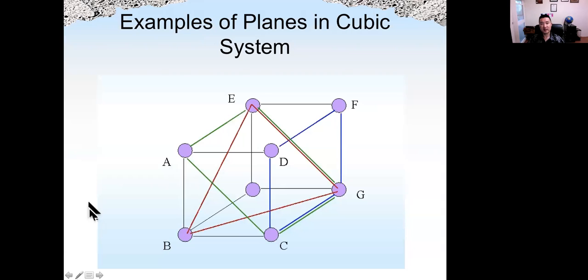Here is an example of planes in a cubic system. A certain type of crystal may have many different types of planes. For example, we may have the green plane, which is A, E, G, and C. The red plane is B, E, and G. And we also have the blue plane, which is D, F, G, and C. For different planes, the distances between the atoms are different. And this information is fixed for different types of crystals.